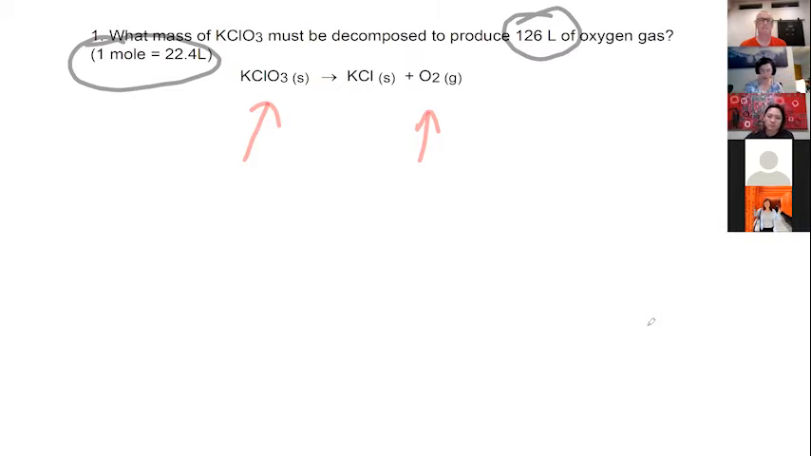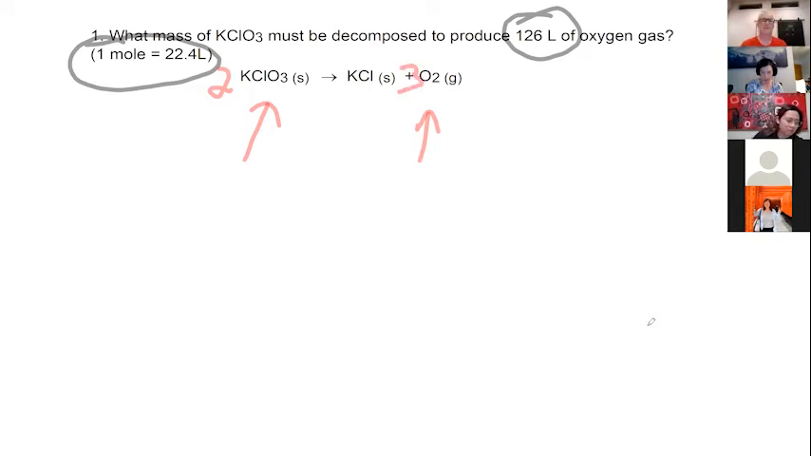Multiply the first one by 2, right? The KClO3. So our reactant, we multiply that by 2. And then you multiply the other one by 3. What other one? O2. Yeah, so we put a 3 in front. Right, so we put a 3 here.